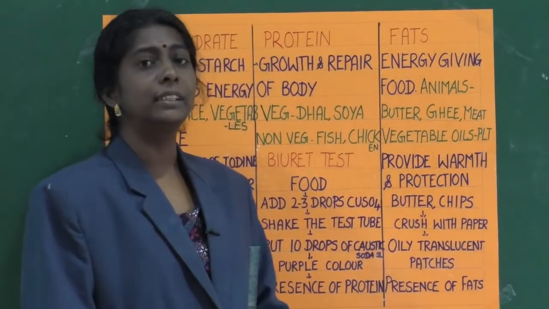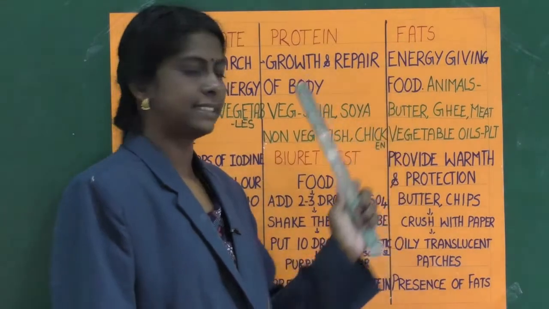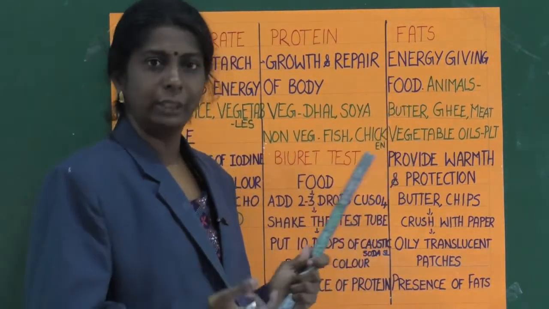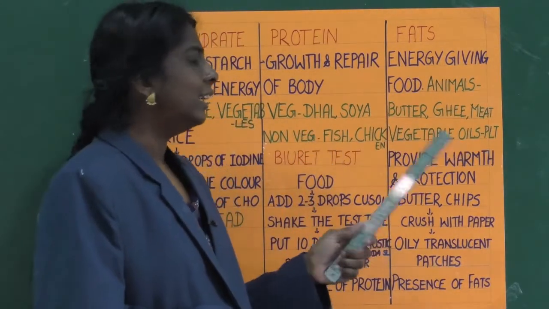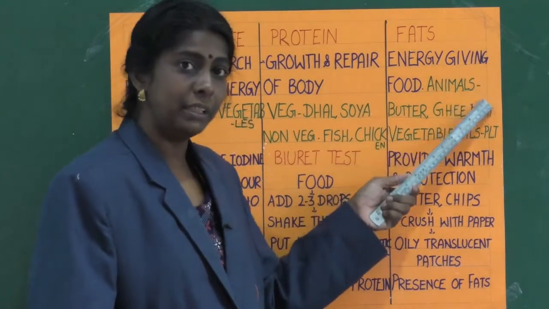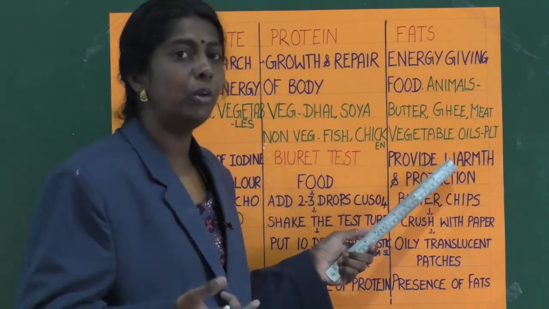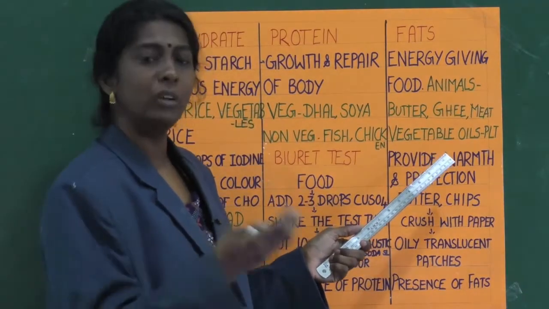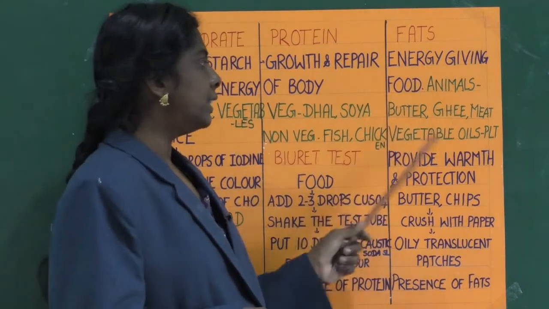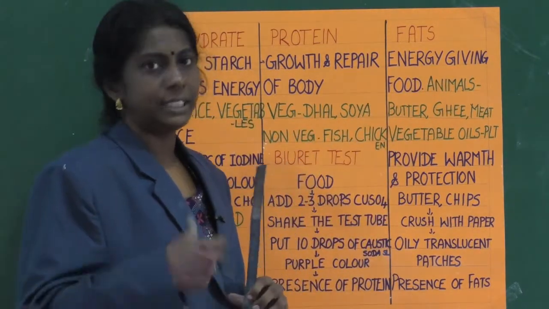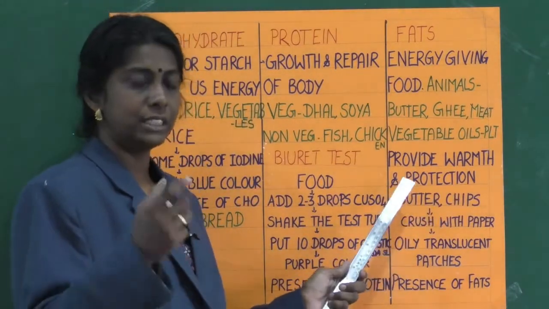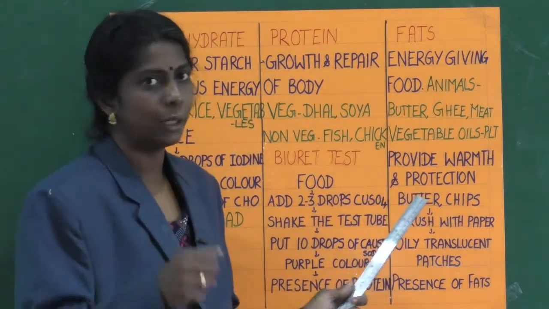Yes students, now about the third major nutrient, fats. Fats are basically energy giving food. They are energy providers. They are rich in butter, ghee and meat, which are taken from animals, and they are also found in vegetable oils, such as coconut oil, mustard oil, all vegetable oils, which are taken from plants. These are some examples. Fat also provides nutrition and protection. This fat layer will provide nutrition and protection.